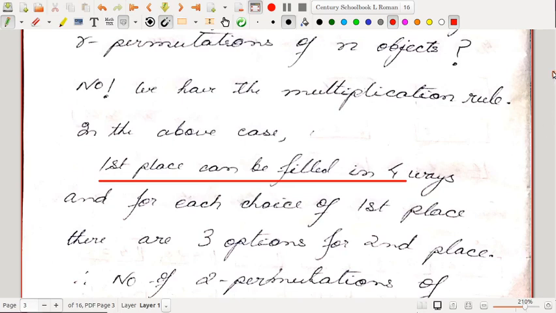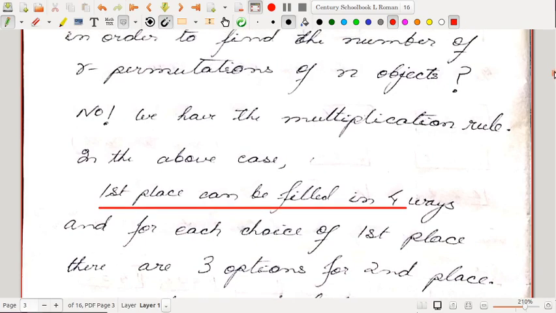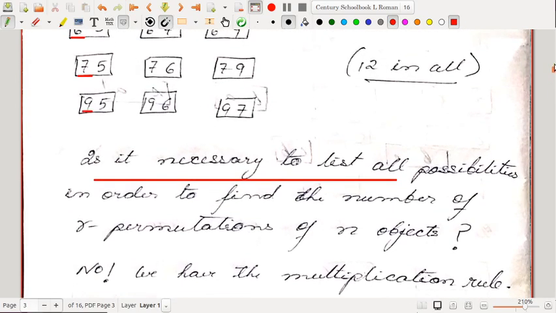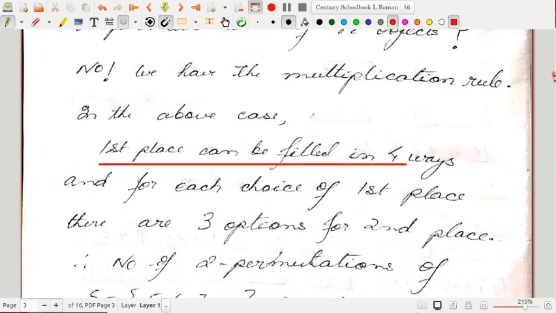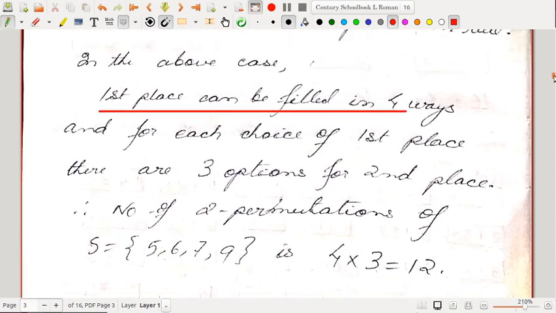We have already seen here, if the first place is 5, there are 3 options for the second place. If the first place is 6, then also there are 3 options for the second place. If the first place is 7, then also there are 3 options for the second place. So for each choice of first place there are 3 options for the second place. So by the multiplication rule, the number of 2 permutations is 4 multiplied with 3, that is 12.